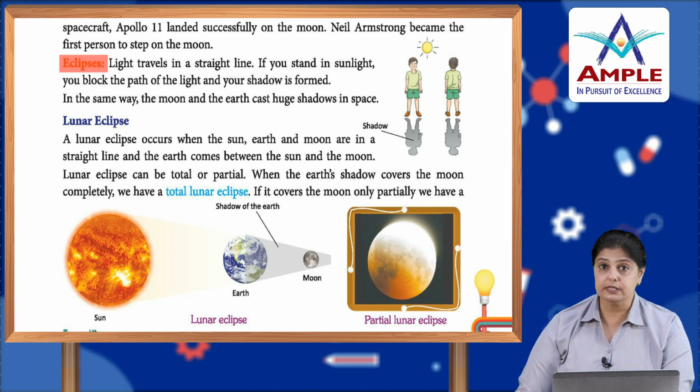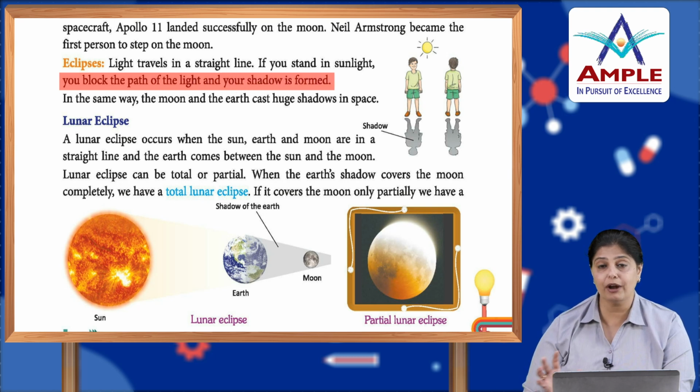Eclipses. Now, what are eclipses? Light travels in a straight line. So, if you stand in the sunlight, you block the path of the light and your shadow is formed. Try standing in sunlight. You will be in between the sun and the ground. That is why your shadow will form in the opposite direction of where you are standing, because you are blocking the path of the light of the sun.